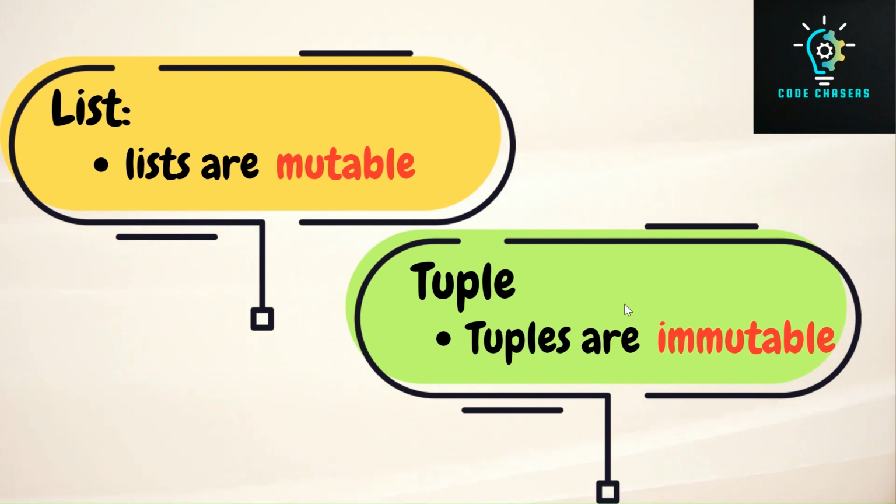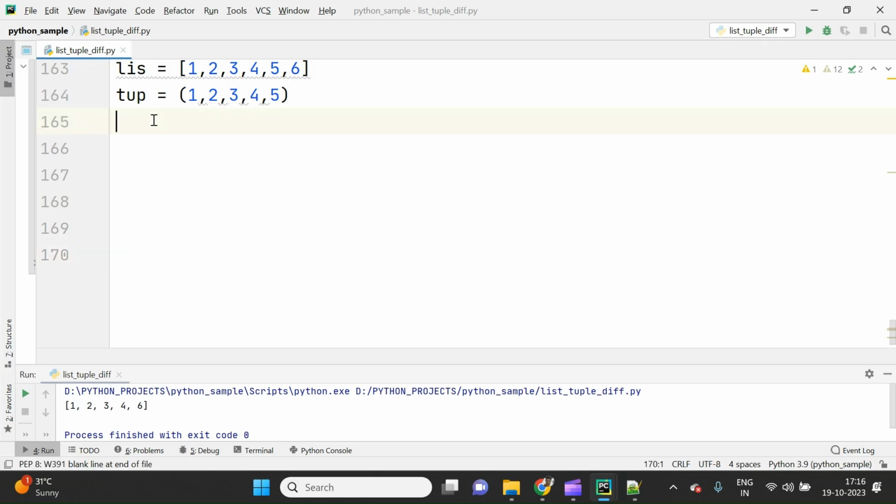Lists are mutable. Tuples are immutable. That means once a list is created, we can add or remove elements from the original list. But when a tuple is created, we can't add or remove any elements from the original tuple. We will take a sample list which contains numbers from 1 to 6.